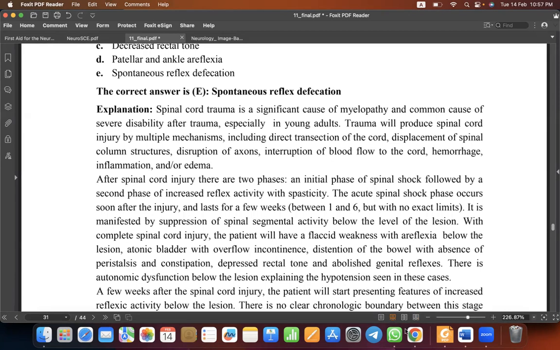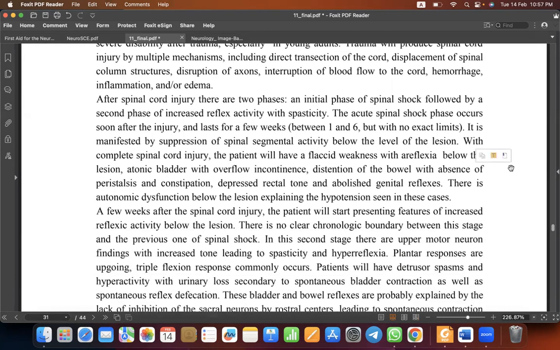So after the spinal cord injury, there are two phases. The initial phase of spinal shock, and then they will follow with reflex activity with spasticity. Spinal shock recovery can persist a few weeks, between 1 to 6 weeks, but there is no exact time limit of the spinal shock. We cannot predict how long the spinal shock will continue.